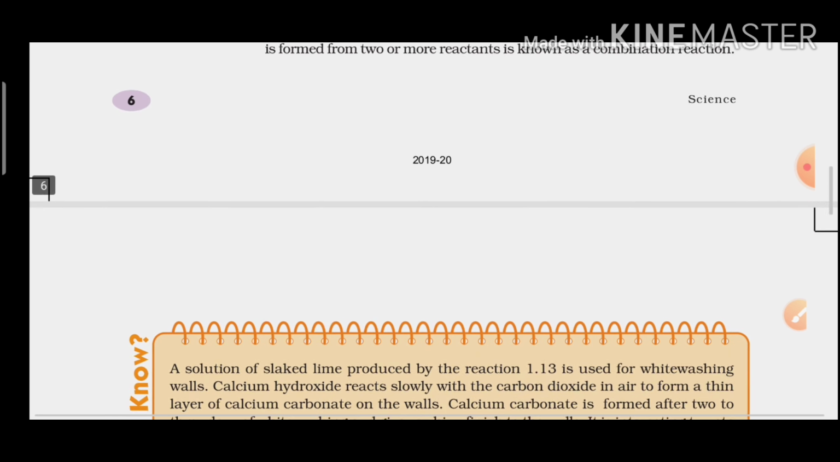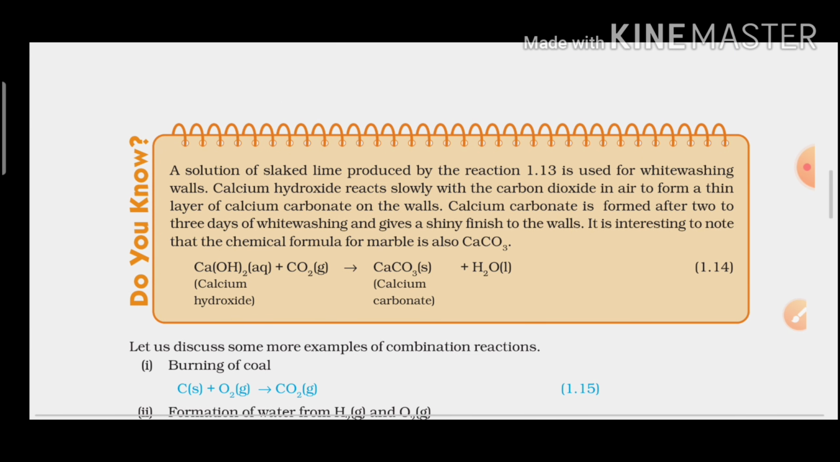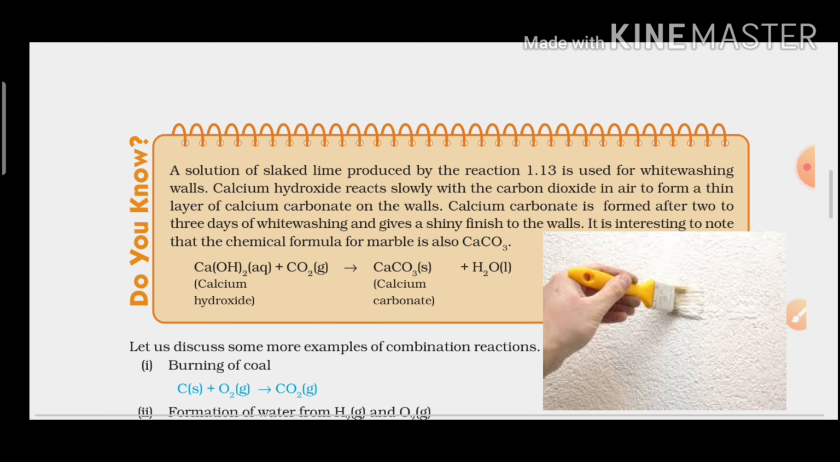The product which is formed in this reaction is used for whitewashing. See students, the calcium hydroxide reacts with carbon dioxide in air, and it forms a thin layer of calcium carbonate on the walls, and it gives a shiny finish to the wall. Okay, and this reaction can be represented with the help of an equation also.